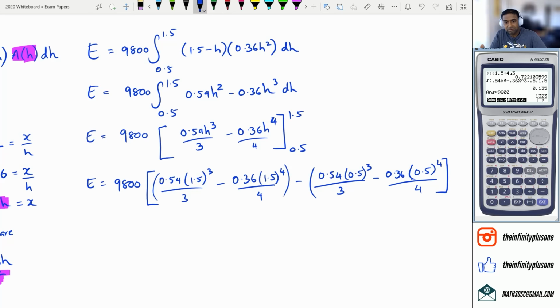And basically, I've got this long equation that I have to put in the calculator to see whether it actually works or not. So let's do this. Sorry guys, you might want to skip forward for this one, but that's how it's going to work. In my bracket, I've got 0.54 multiplied by 1.5 to the power of 3 divided by 3 minus 0.36 times 1.5 to the power of 4 divided by 4. Let me just see if I get that right.